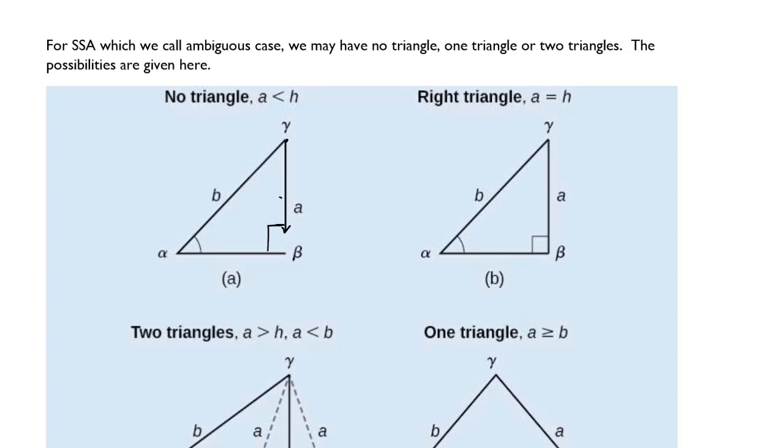Welcome back to the law of sine and cosine. We're now going to look at the ambiguous case, where you could have no triangles, one triangle, or two triangles. And so the possibilities are given here below.